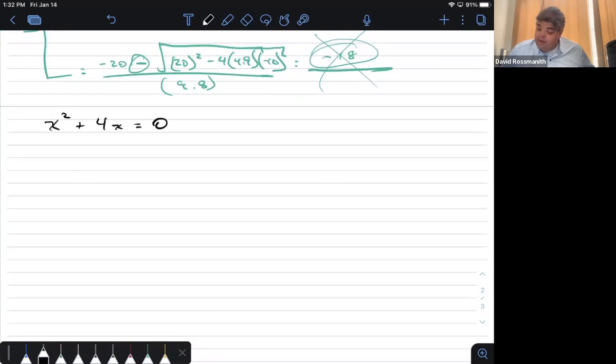So notice here we have the x squared term and we have the x term, but we don't have that constant term, the plus c part.